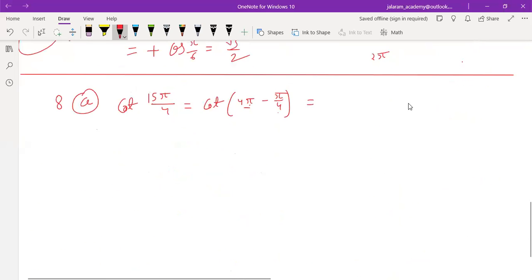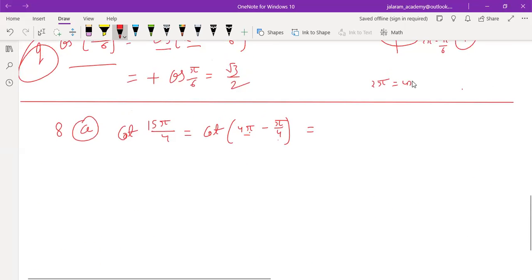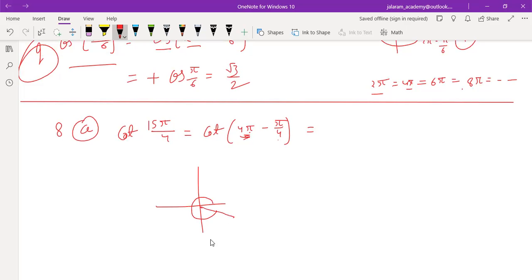But if you remember, 2 pi, 4 pi, 6 pi, all the even multiples of pi are similar. In place of 4 pi, read it as 2 pi. So if it is 2 pi, it is slightly less than 2 pi. We know that we are about to reach the 0 mark, but before this it has stopped before pi by 4. So it is in the fourth quadrant.